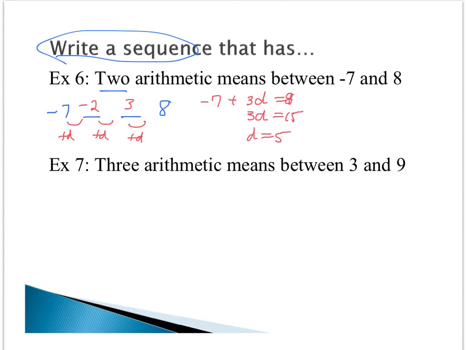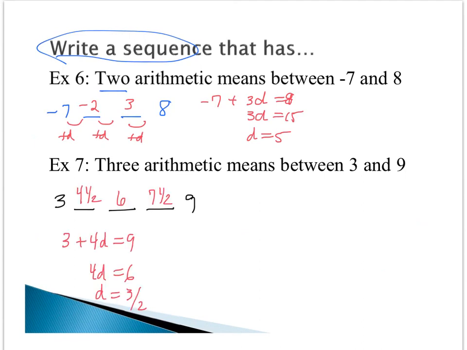Please pause the video. In our last problem, we have 3 arithmetic means, therefore we have 3 spaces to fill, and we need to add 4 common differences. So we use the equation 3 equals 4d plus 9. Solving, we find that our common difference is 3 halves.